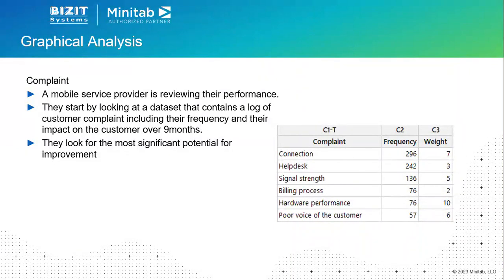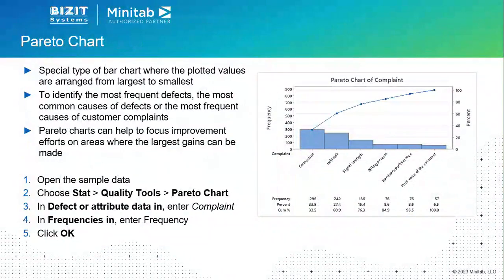So for today, we try with this simple start. I think most of us start analysis with some graphical analysis. So for this case, we try with mobile services, who want to review their performance. They are coming with complaints from their customers, and they collect them based on frequency and their impact on the customer over 9 months, and then they want to look at the most significant potential for improvement. So maybe we can start with something simple. Let's say we go for the Pareto chart.